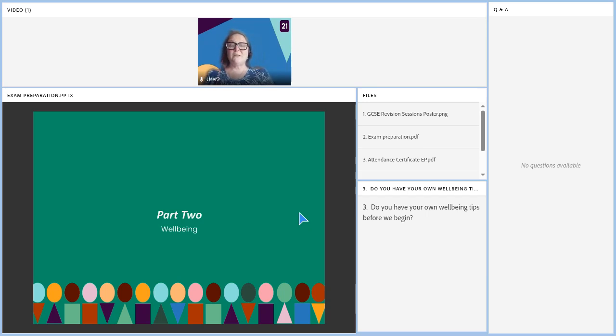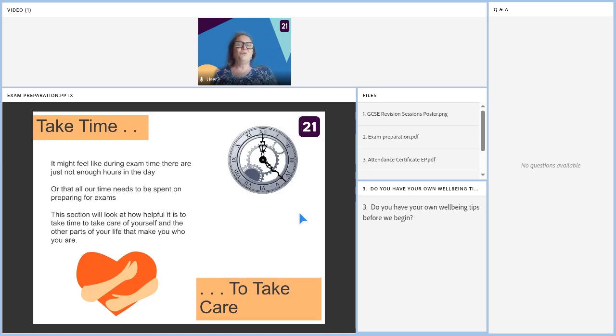So part 2, we're going to talk about well-being. Do you have any of your own well-being tips before we begin? If you don't, that's okay. Yep, sleep is great. Thank you very much for that one. Absolutely, sleep is great, as long as you're fitting in some revision as well. Walks, perfect, lovely. Square breathing. We're going to talk about that. Thank you for bringing that up. That's fantastic.